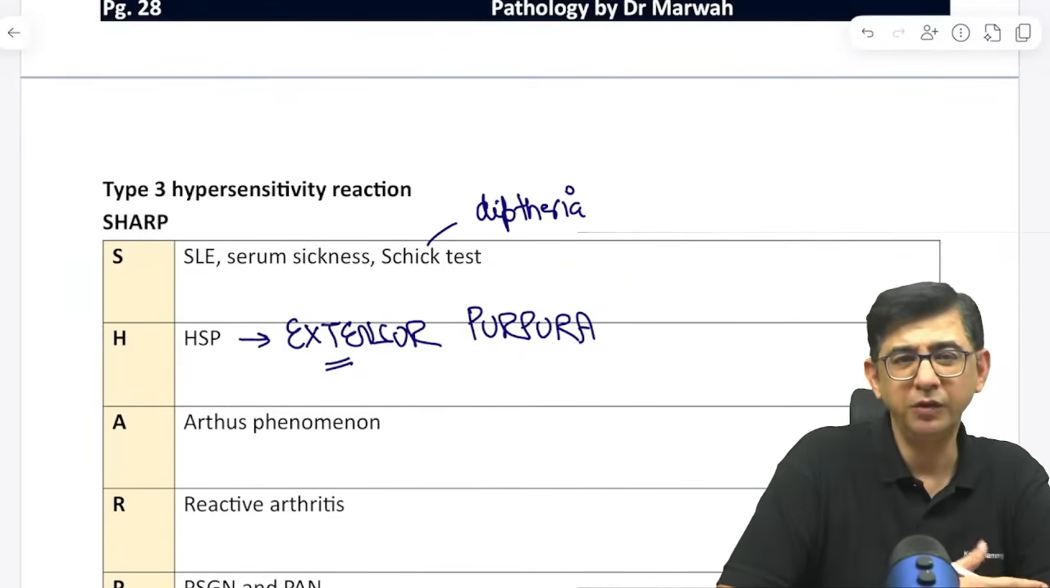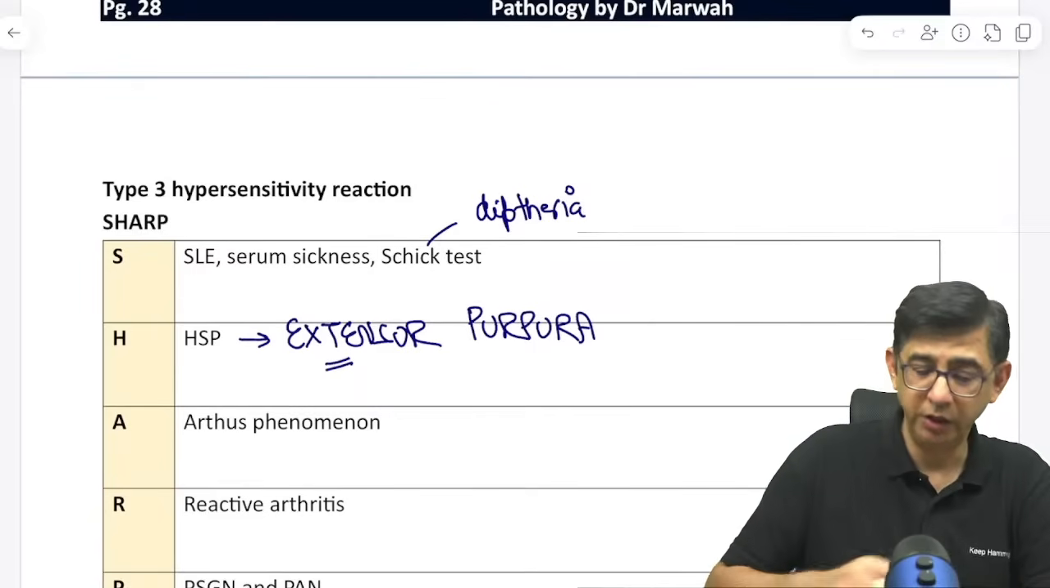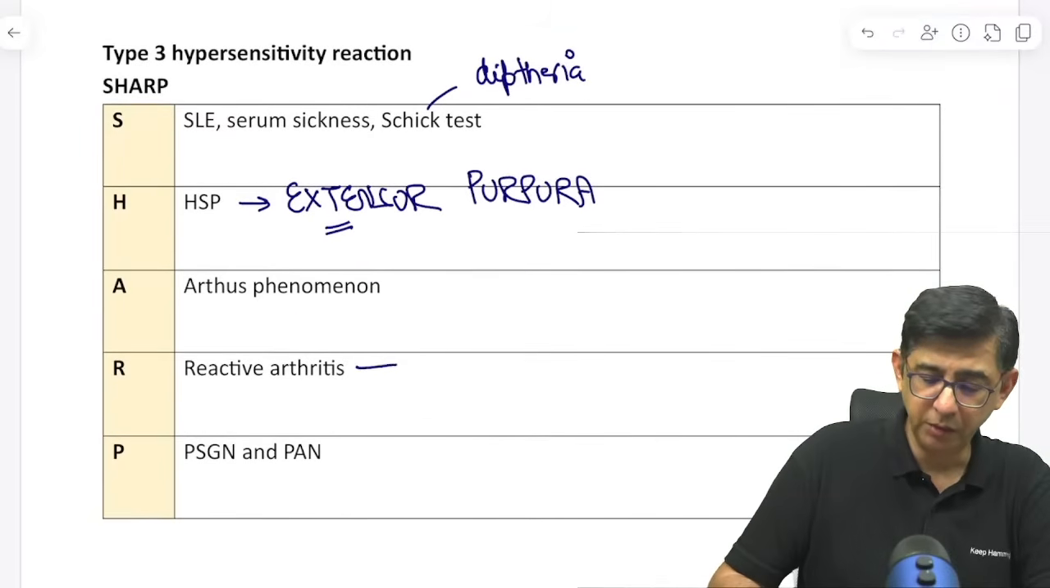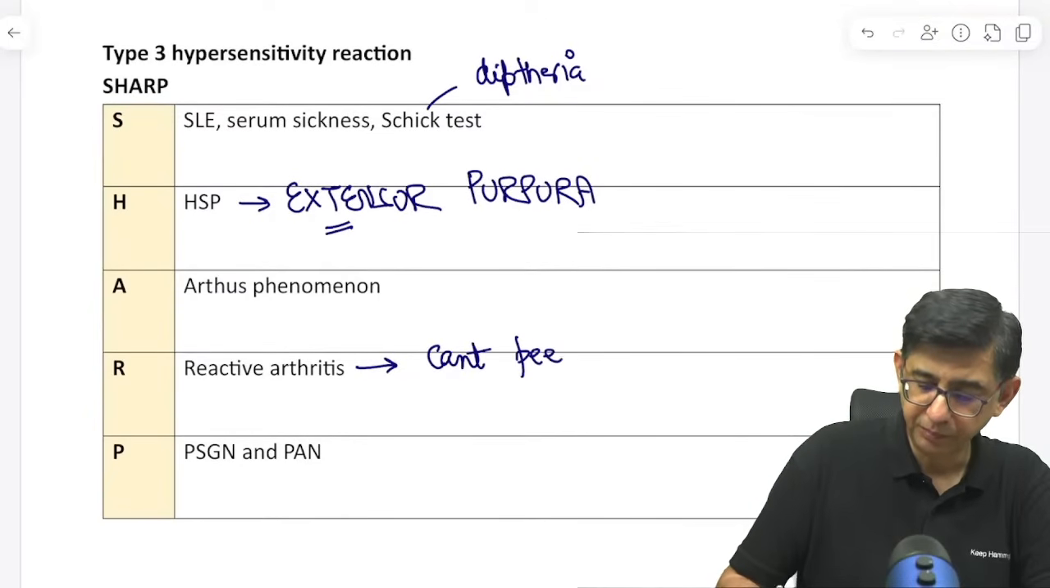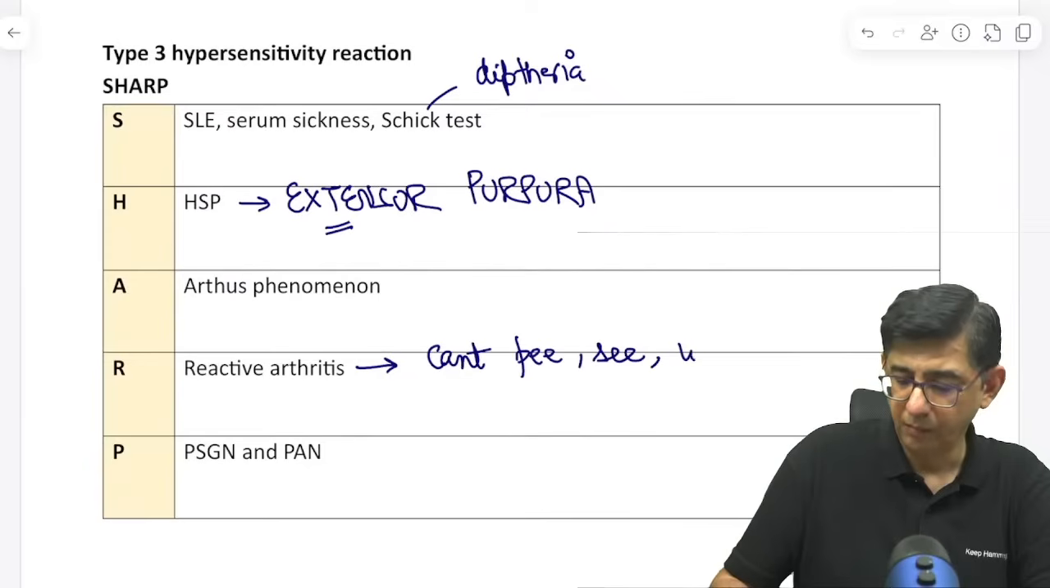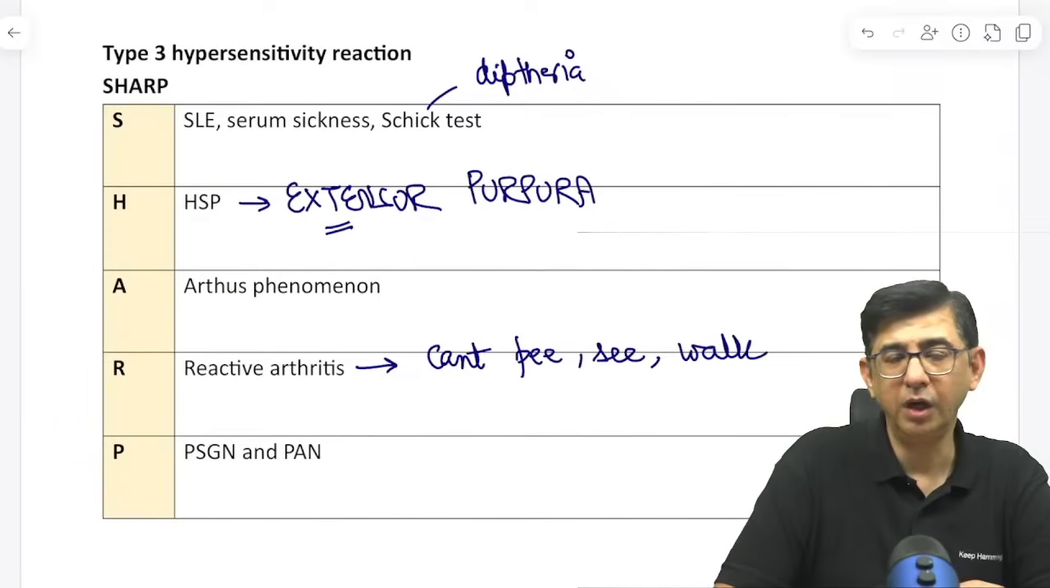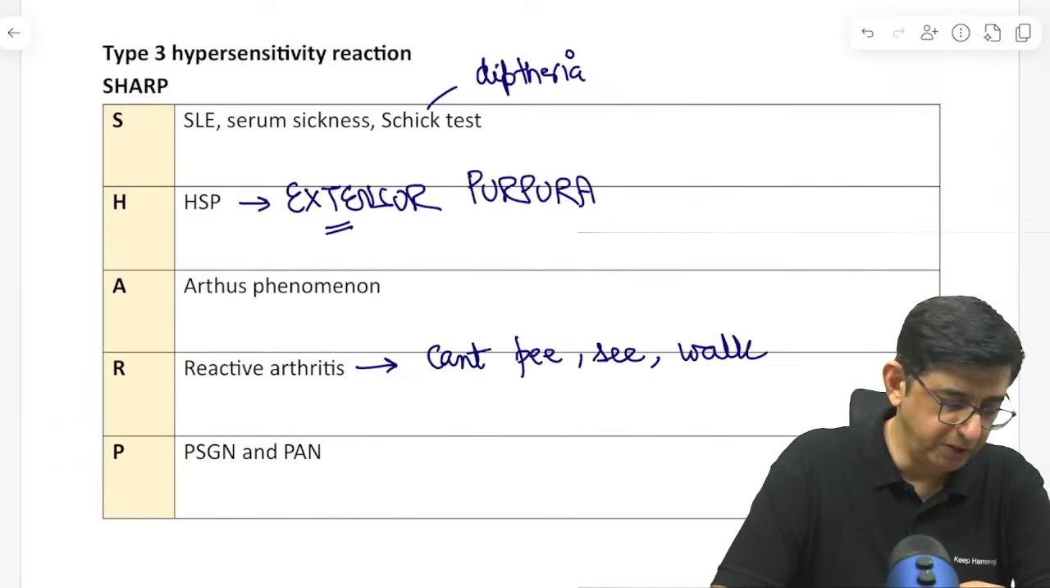Then is Arthus phenomenon, which will cause joint pain. Then is reactive arthritis. Can you tell me the organism causing reactive arthritis? This is a guy, he went to Bangkok. He had unprotected sexual exposure.